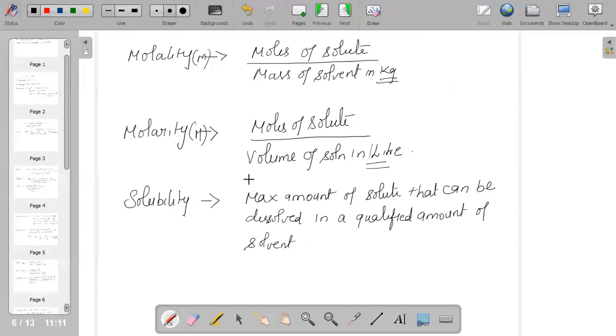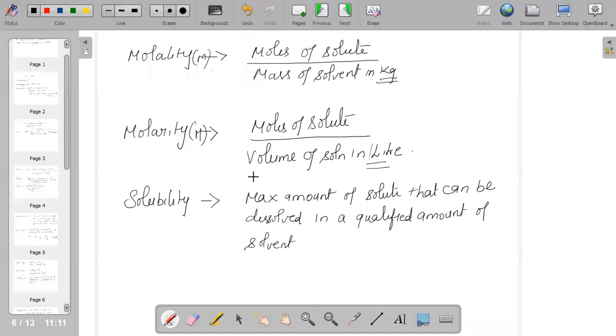Or we can say the molecular size of the solute. If we are taking larger molecules, it becomes more difficult for them to dissolve in the solvent, whereas if our solute size is smaller, it will dissolve very easily. And the third factor is polarity.